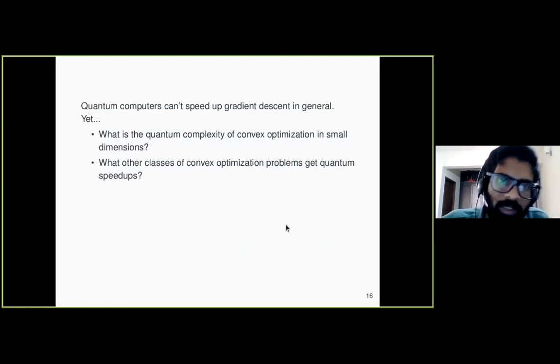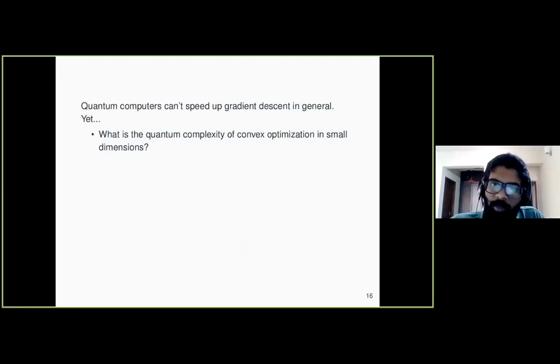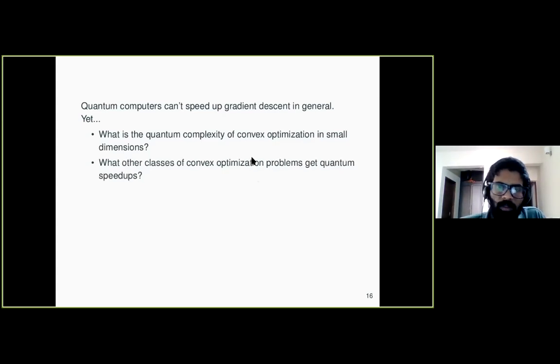The open problems are primarily what happens if n is smaller than 1 by epsilon to the 4. Do you actually get a speed up over gradient descent? What other classes of optimization problems get quantum speedups? We noticed that one of them had a quadratic speedup. Are there natural classes that get speedups?